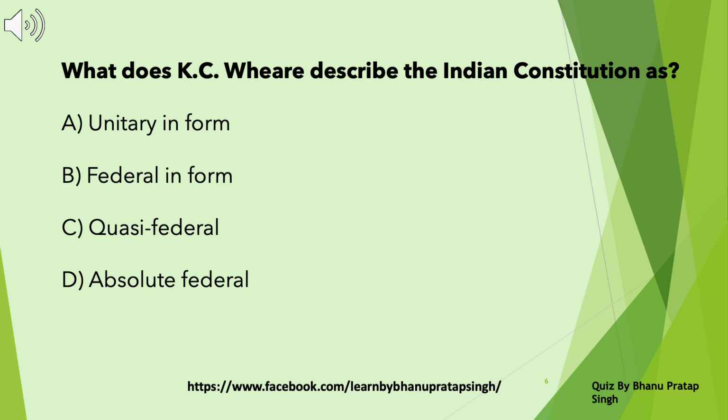What does K.C. Wheare describe the Indian Constitution as? A. Unitary in form. B. Federal in form. C. Quasi-federal. D. Absolute federal. Choose the correct answer. Answer C. Quasi-federal.